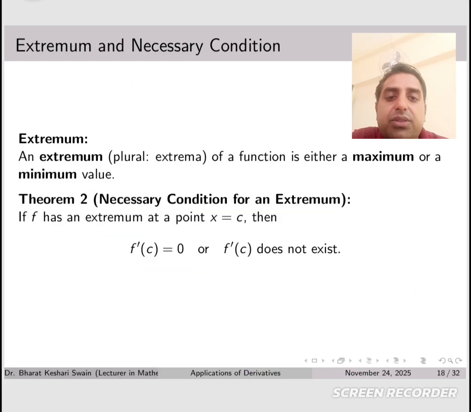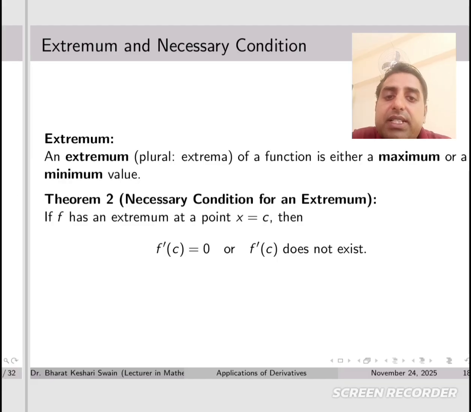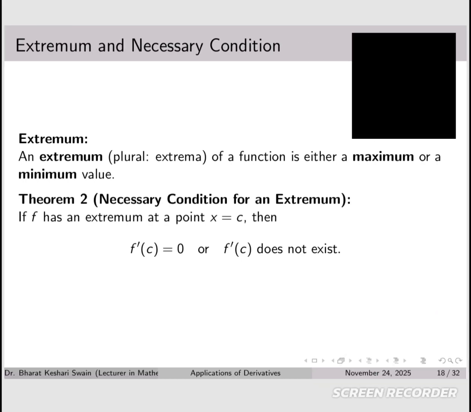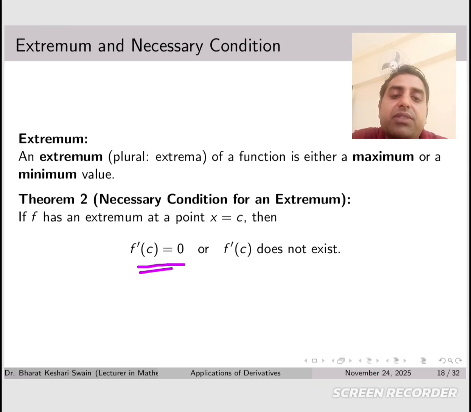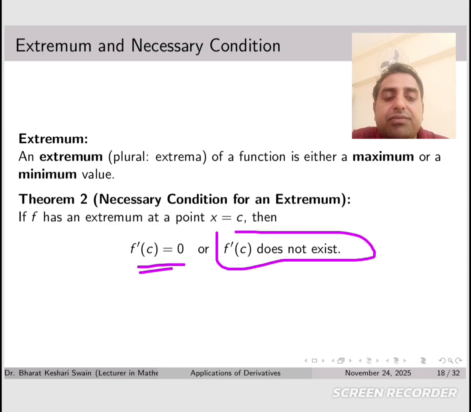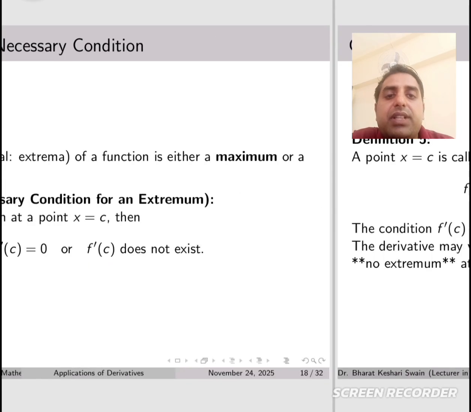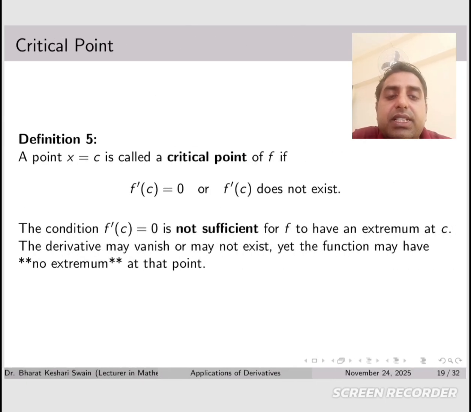Okay, so what is the necessary condition? If f has extremum, then f dash c must be 0, or f dash c does not exist. Next is critical point. So these are the theories we have to remember, and after this theory we will solve some problems.